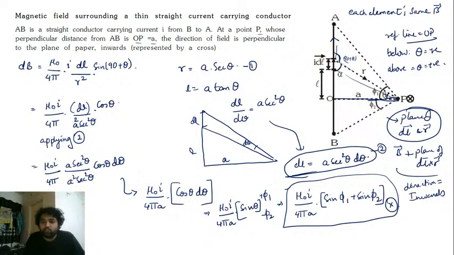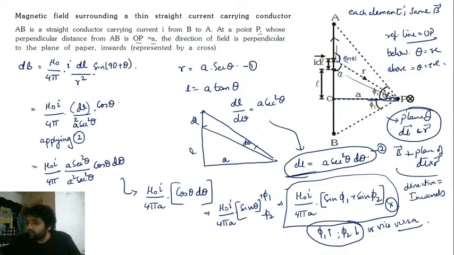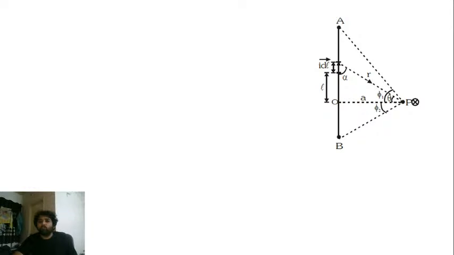All right. So this is a very important formula यार. याद रख लो इसको, mu naught I by 4 pi a into sin phi 1 plus sin phi 2, where phi 1 and phi 2 are above and below. Very important point: phi 1 is above and phi 2 will be below, or vice versa. If they are on the same side, you will get different answers. All right. So I hope this is clear. So okay, this is the derivation for it.